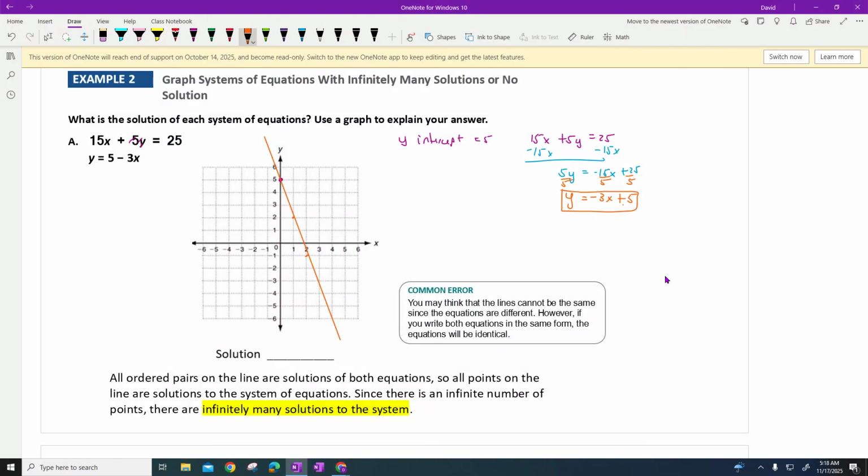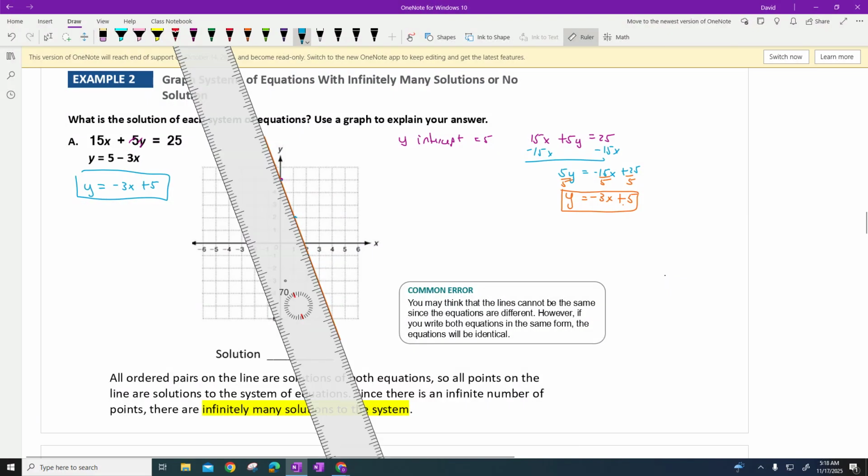Now this guy almost is in slope-intercept form. All we have a problem of is this is written backwards. So I have y equals -3x, if I put them in order, plus 5. I have the exact same formula here. -3x plus 5. So I put a dot on 5. Down 3 over 1, down 3 over 1, and I have a line on top of a line, which means infinite solutions.